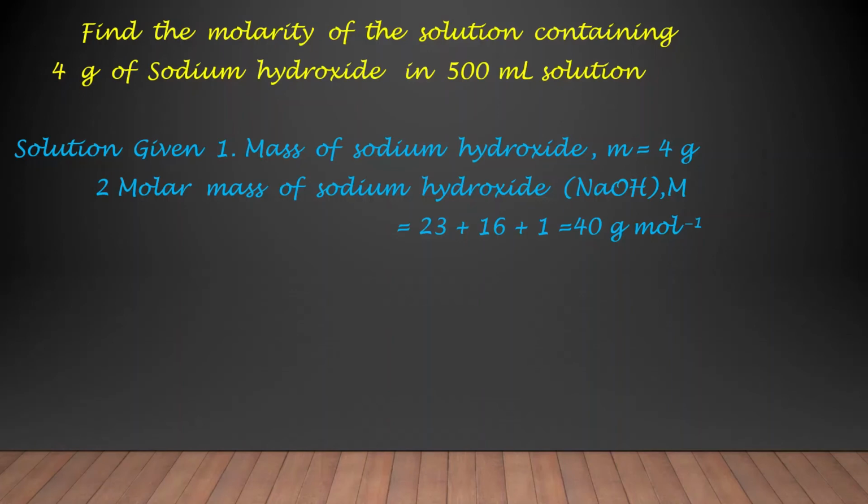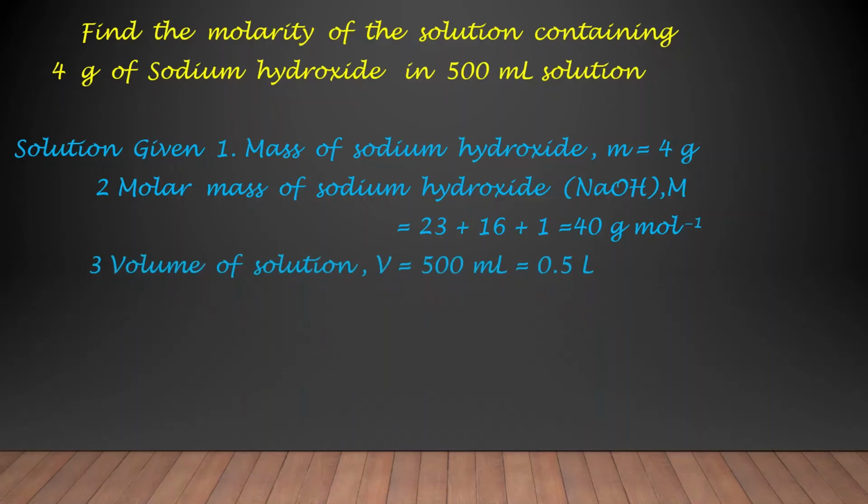Now this is obtained by adding the gram atomic mass of sodium, oxygen and hydrogen present in 1 molecule of sodium hydroxide. You know that the gram atomic mass of sodium is 23 gram, of oxygen is 16 gram and of hydrogen is 1 gram. So if you add all this, you will get 40 gram per mole, that is the molar mass of sodium hydroxide. Okay, and the volume of solution V is given to be equal to 500 ml.